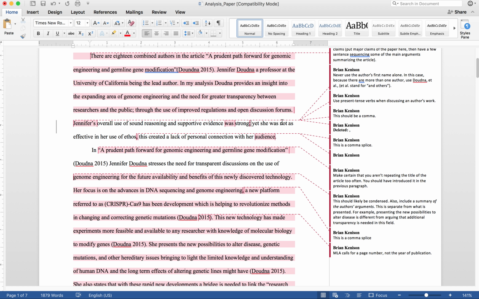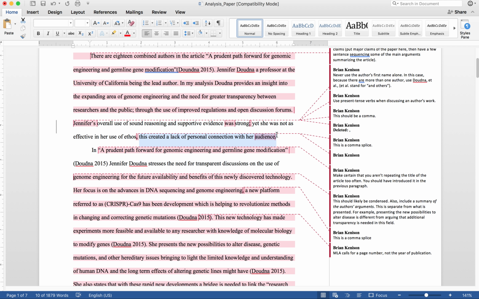Yet she was not as effective in her use of ethos. Then right here, this is a comma splice. And a comma splice is a run-on sentence. And so what you have is, before that comma is a complete sentence. It has a subject, it has a verb. All of that is a complete sentence. And then you have another complete sentence right here.